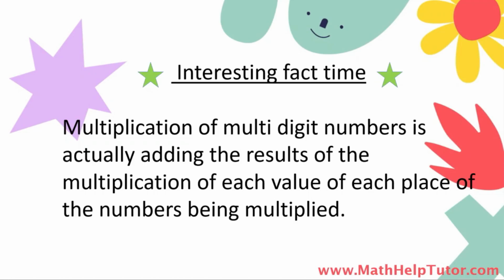Now it's time for interesting fact time. Have you observed in our example that multiplication of multi-digit numbers is actually just adding the results of the multiplication of each value of each place of the numbers being multiplied? Let me explain this further.